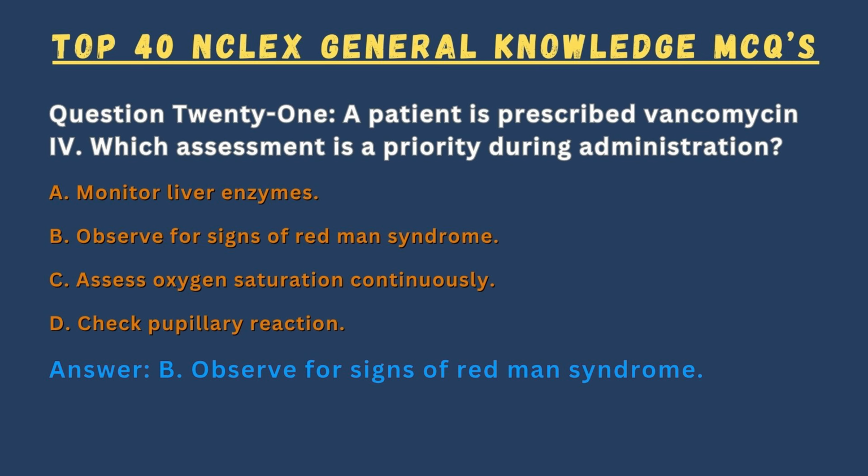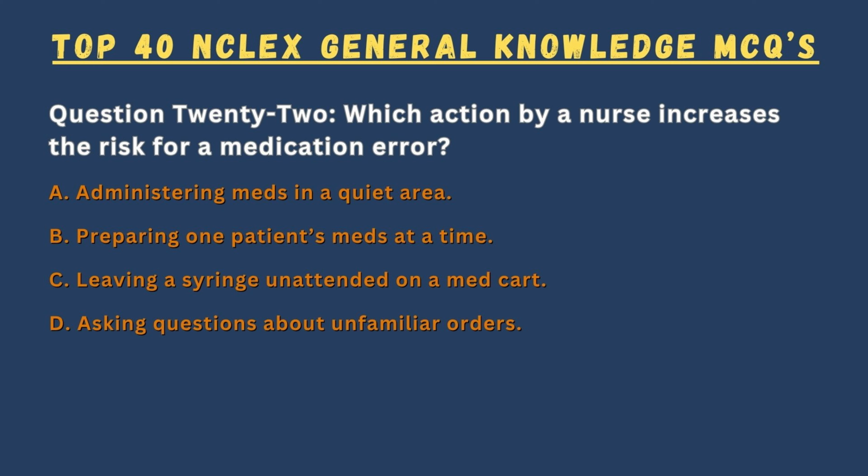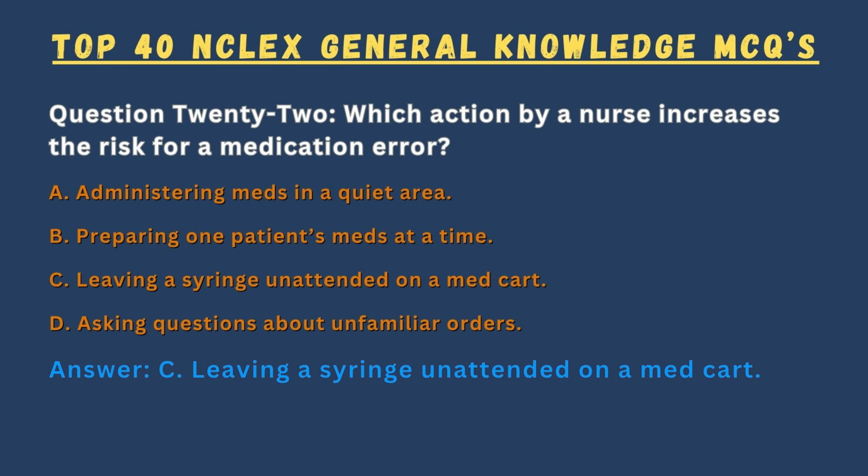Answer: B. Observe for signs of red man syndrome. Question 22. Which action by a nurse increases the risk for a medication error? A. Administering meds in a quiet area. B. Preparing one patient's meds at a time. C. Leaving a syringe unattended on a med cart. D. Asking questions about unfamiliar orders. Answer: C. Leaving a syringe unattended on a med cart.